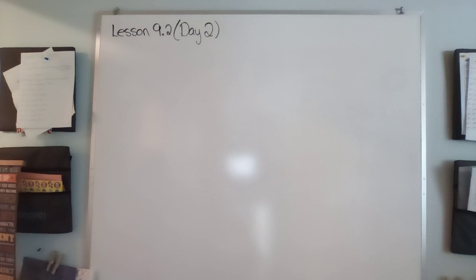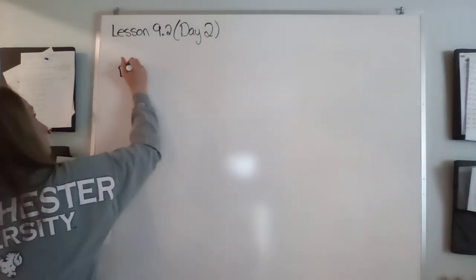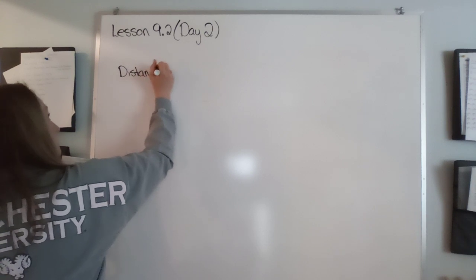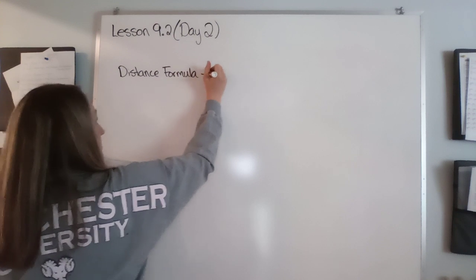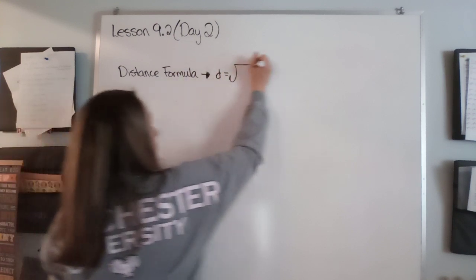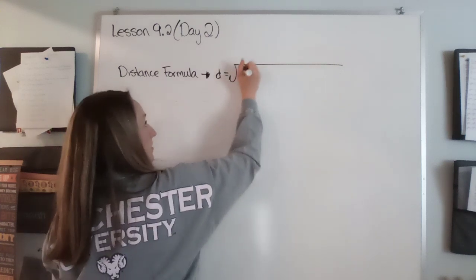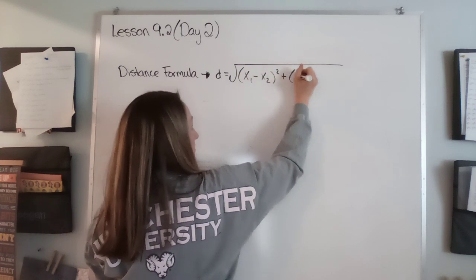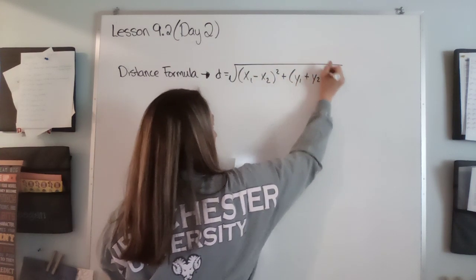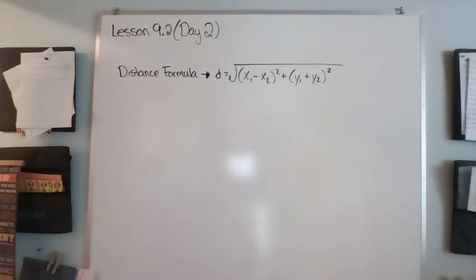Okay, just one quick reminder that will help you with some of your homework: the distance formula. The distance formula, finding the distance between 2 points, is d equals the square root of the difference of the x's squared plus the difference of the y's squared. So that's just a quick reminder, which might help you with some of your homework problems. Just keep that in mind.